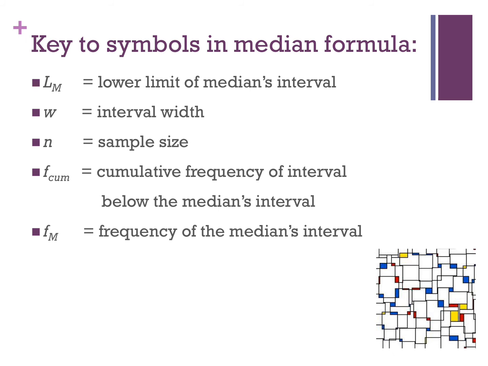Here are the symbols we need to compute the formula for the median. Uppercase L sub uppercase M is the lower limit of the median's interval. Lowercase w is the interval's width. Lowercase n is the sample size. Lowercase f sub cum is the cumulative frequency of the interval below the median's interval. And lowercase f sub uppercase M is the frequency of the median's interval.